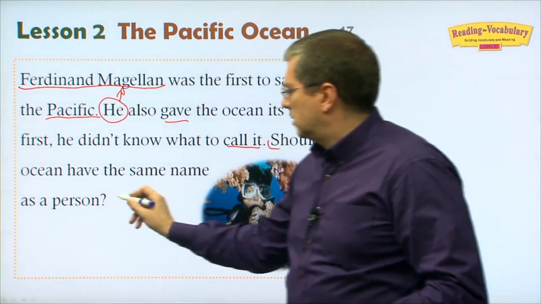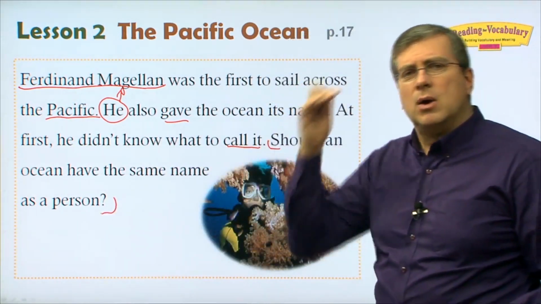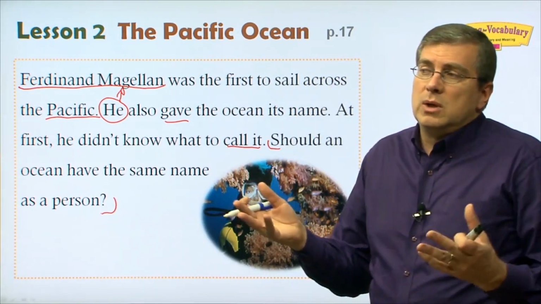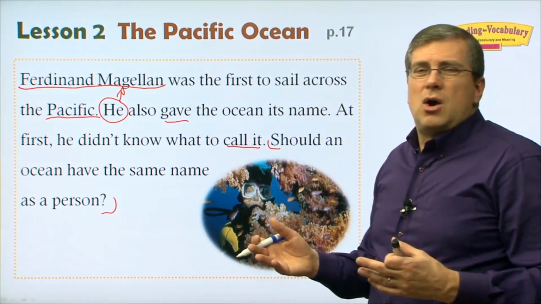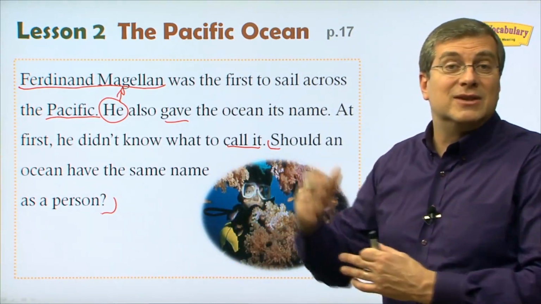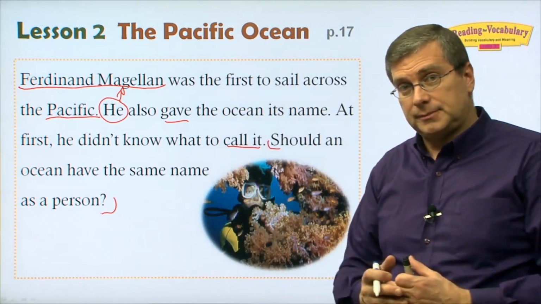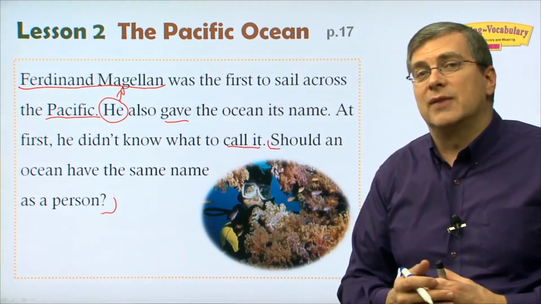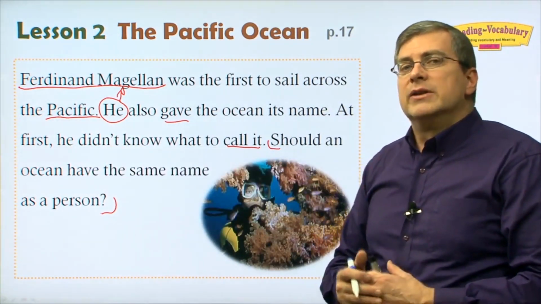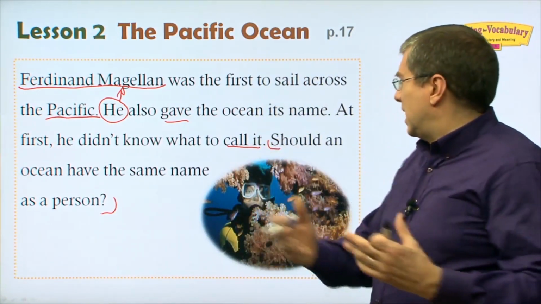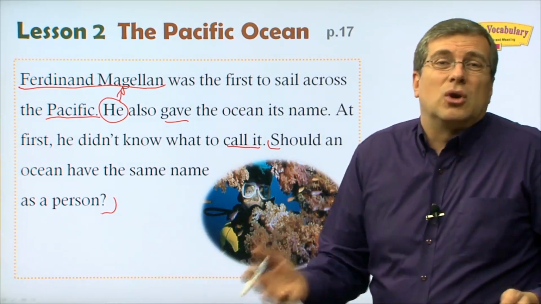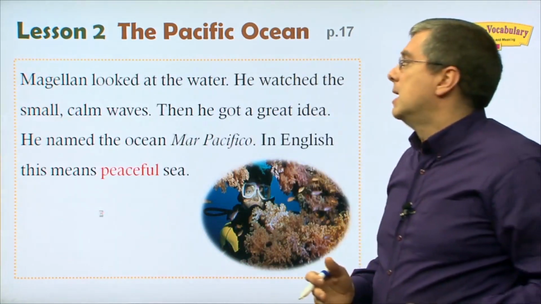What is this sentence about? This sentence is talking about what Magellan was thinking, right? When Magellan was sailing, he was thinking, what should I call this ocean? Should I call it after a person? Maybe his lover back home, maybe his queen, maybe his king. A lot of explorers named things after their kings or queens or the people who gave them money to explore. So he was thinking, well, should I give the ocean the same name as a person? He wasn't sure. That's what he was thinking, okay? So what did he do?